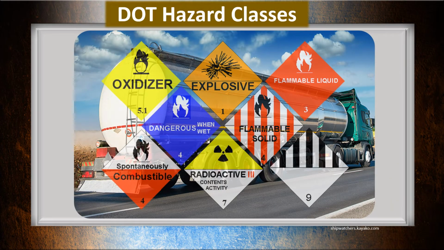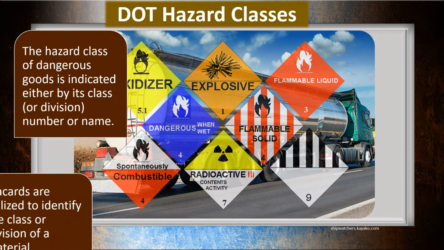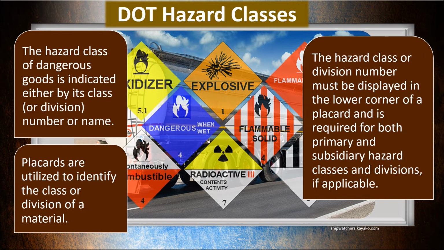The hazard class of dangerous goods is indicated either by its class, number, or name. Placards are utilized to identify the class or division of a material. The hazard class or division number must be displayed in the lower corner of a placard and is required for both primary and subsidiary hazard classes and divisions, if applicable. The hazard class or division number and subsidiary hazard classes or division numbers must appear on the shipping document.